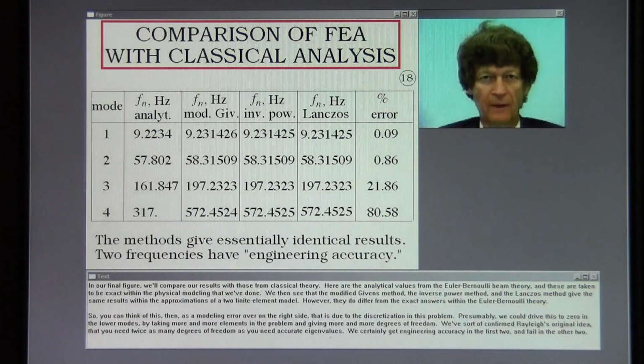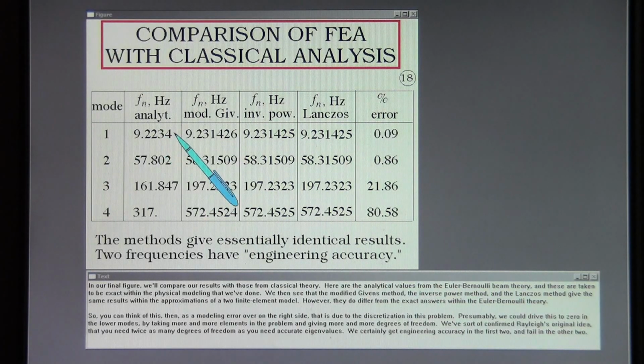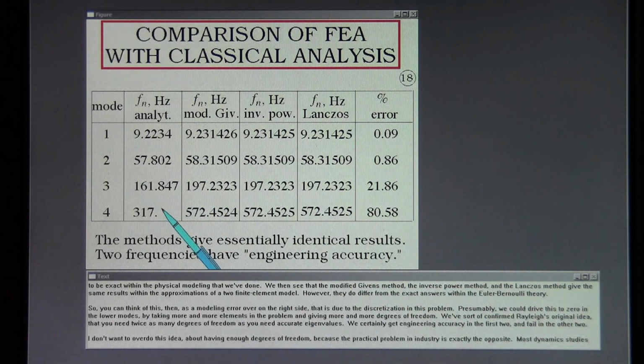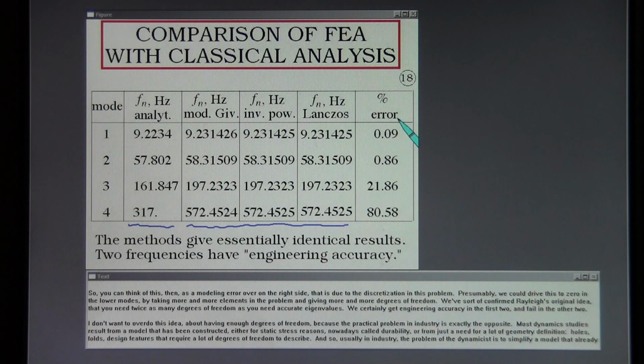In our final figure, we'll compare our results with those from classical theory. Here are the analytical values from the Euler-Bernoulli beam theory, and these are taken to be exact within the physical modeling that we've done. We then see that the modified Gibbons method, the inverse power method, and the Lanczos method give the same results within the approximations of a two finite element model. However, they do differ from the exact answers within the Euler-Bernoulli theory. So you can think of this then as a modeling error over on the right side that is due to the discretization in this problem.